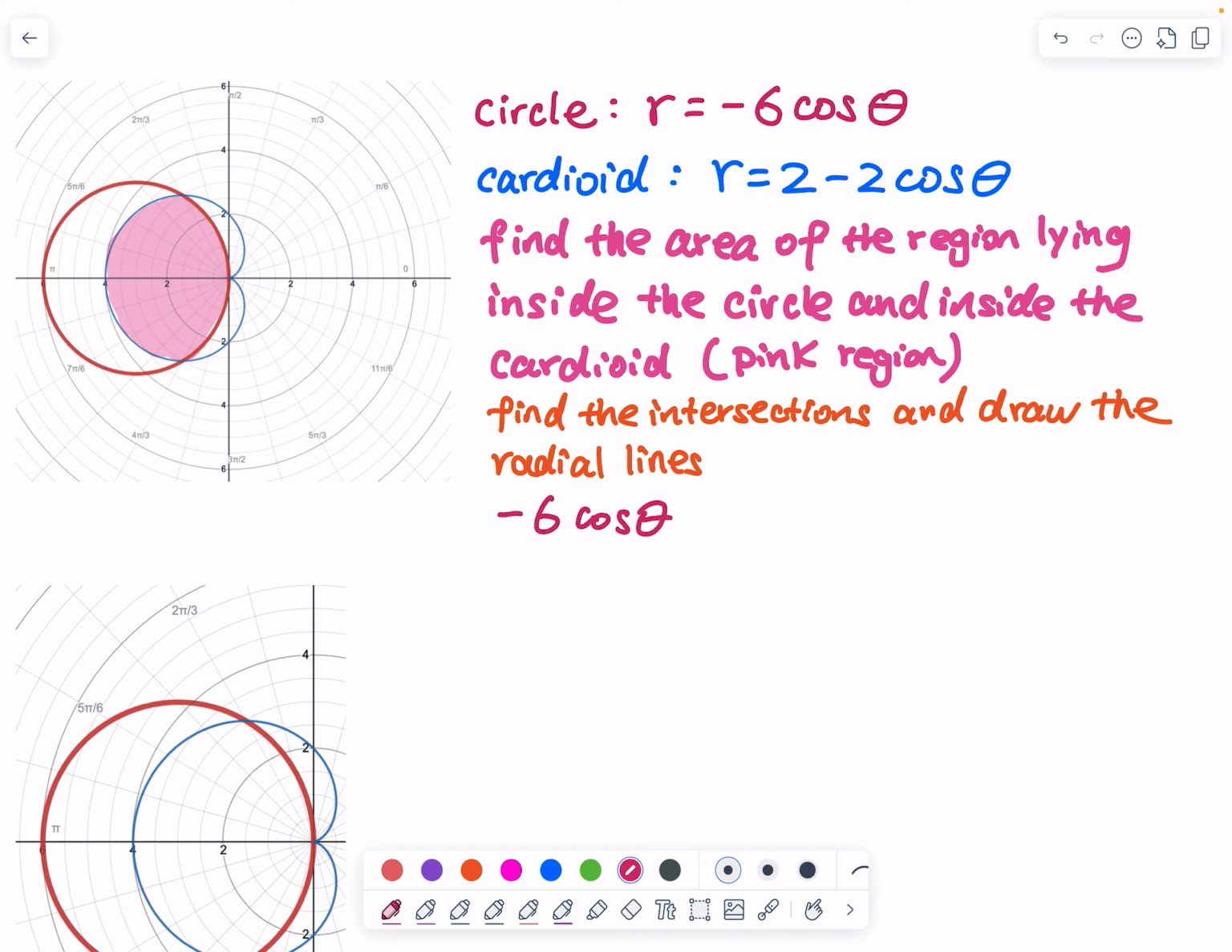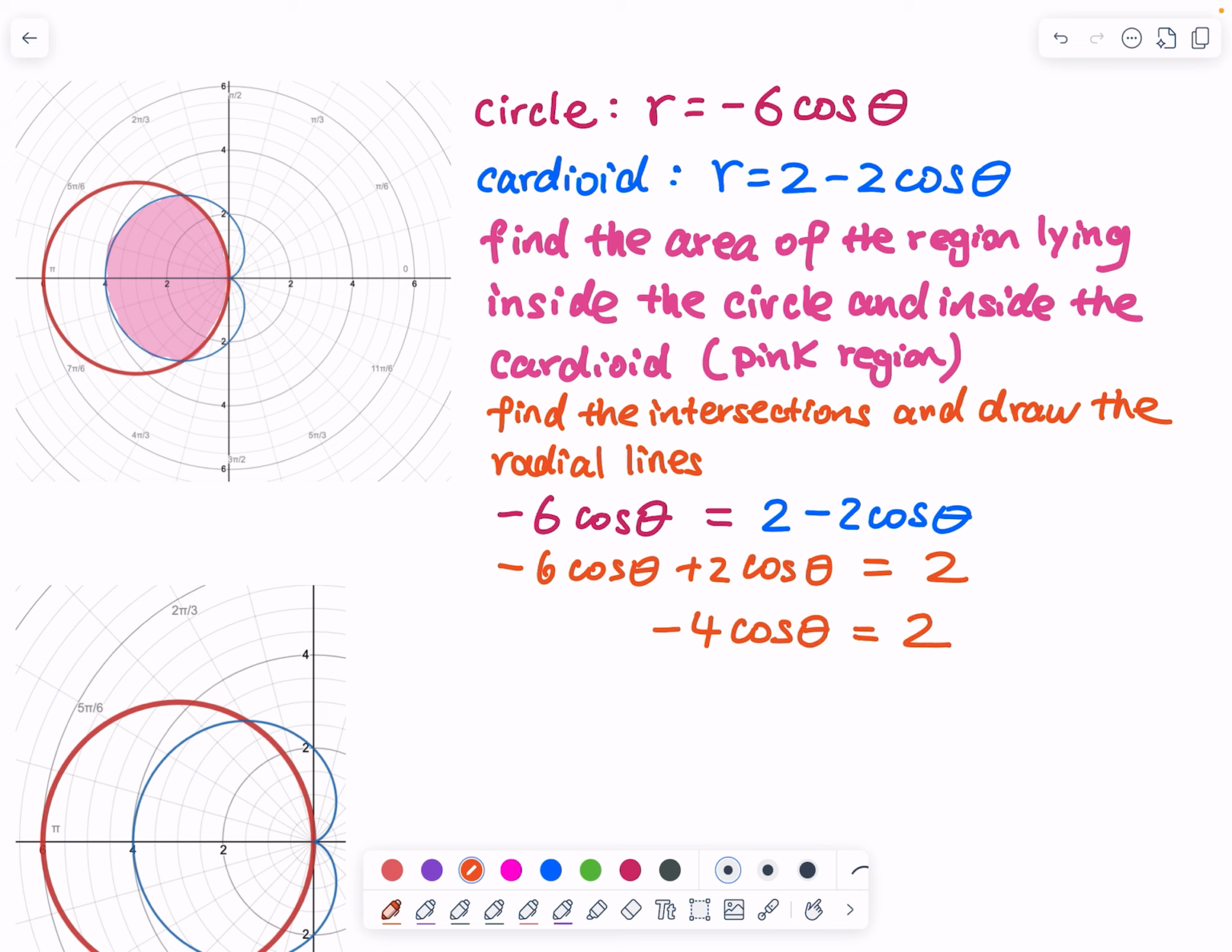So -6 cosine theta, I set that equal to the blue cardioid, 2 minus 2 cosine theta. Let's put all the theta on one side. I will add 2 cosine theta to the left-hand side. So -6 cosine theta plus 2 cosine theta equals 2. -6 plus 2, -4 cosine theta equals 2. And then I will divide both sides by -4. Then cosine theta is equal to -1/2.